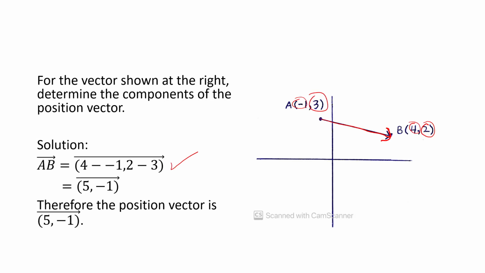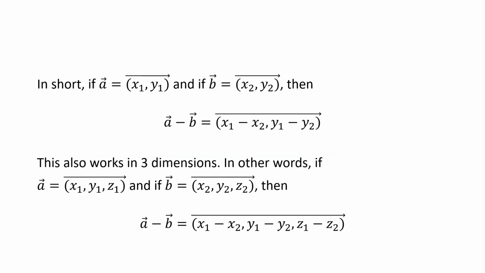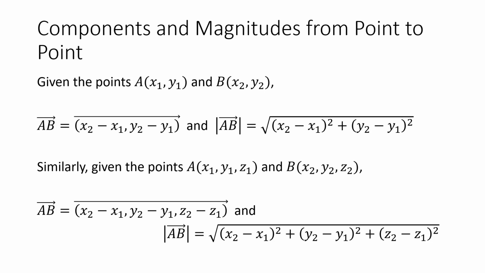Okay? Now, that brings us to the formulas shown here. If you're going from point A to point B, then take B's x-coordinate, subtract A's x-coordinate, and that'll be the x component of your vector. And then take B's y-coordinate, subtract A's y-coordinate, that'll be the y-coordinate of your vector. Well, a similar process works in 3 dimensions as well. Okay? But now, how do we determine the magnitude?